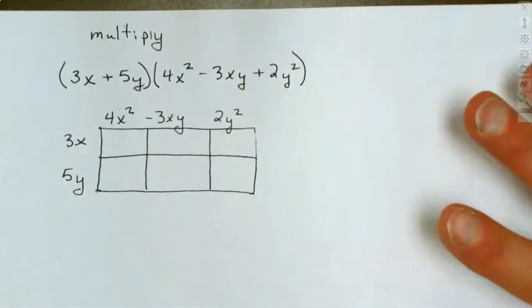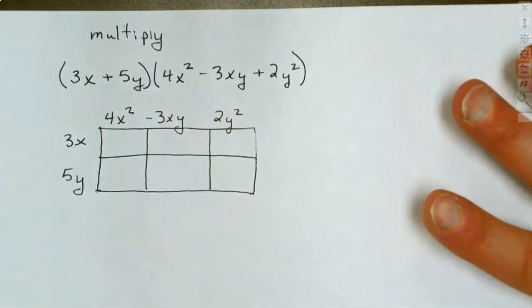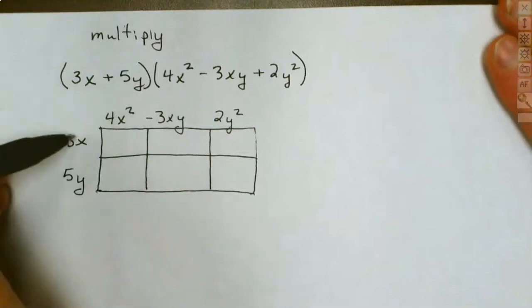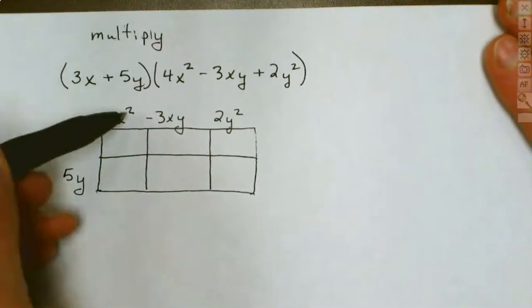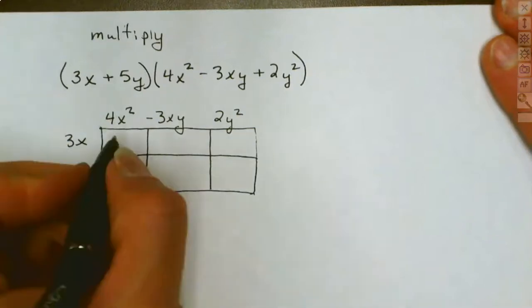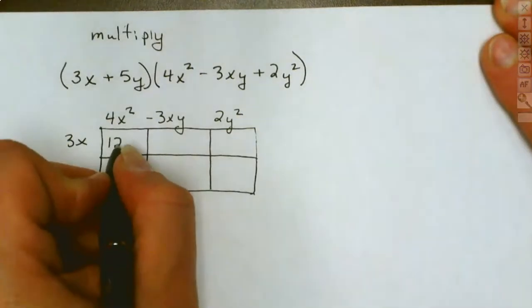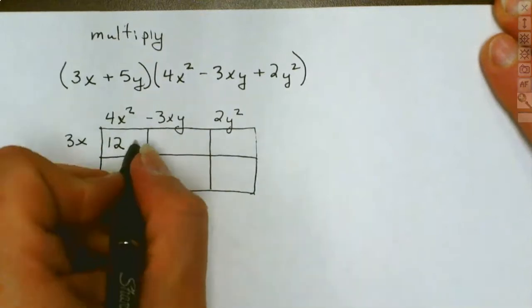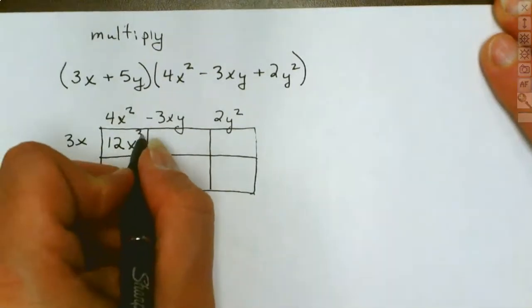So we've got our grid. Is everyone okay with that so far? One goes across the top, one goes down the side. Now, how do we fill in the grid? Well, we fill in the grid by multiplying. So rows and columns go together. So 4 times 3 makes it a 12. X squared and another x, that makes it an x cubed.